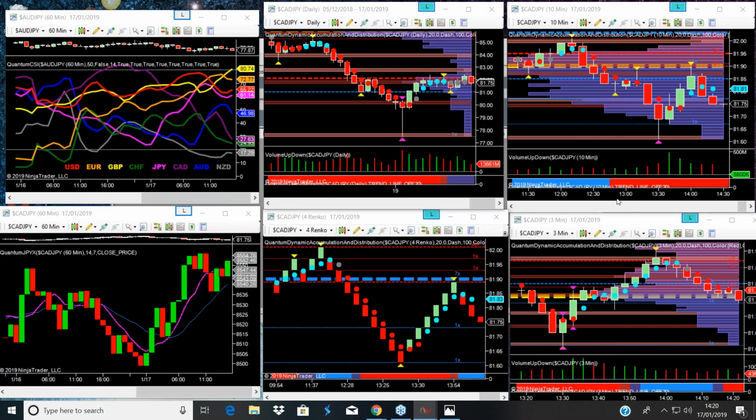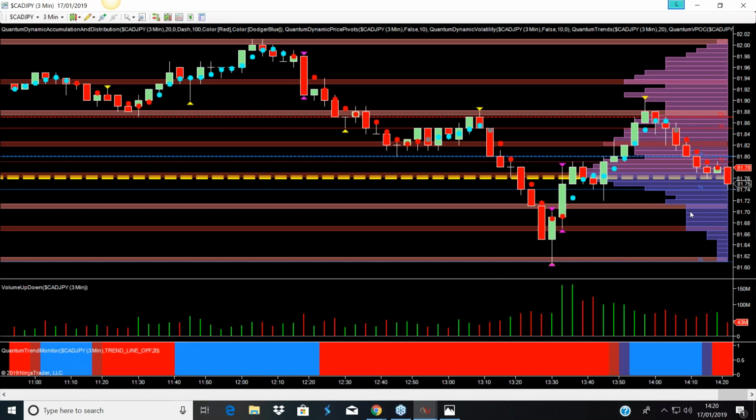If we look at the 3-minute chart for the CAD yen, we can see it has actually reached the volume point of control. So this is going to act as a kind of buffer, as support, much stronger support than, as David was saying, when you have low volume nodes, as we see here.